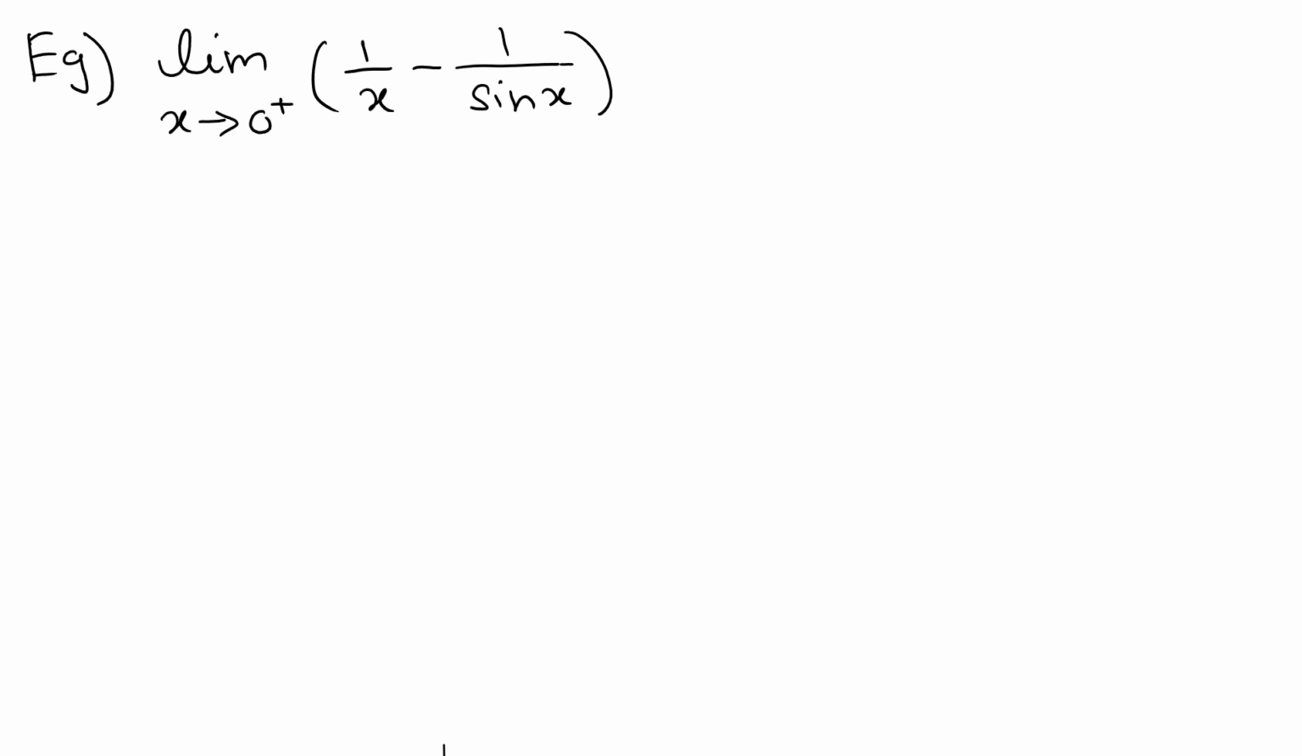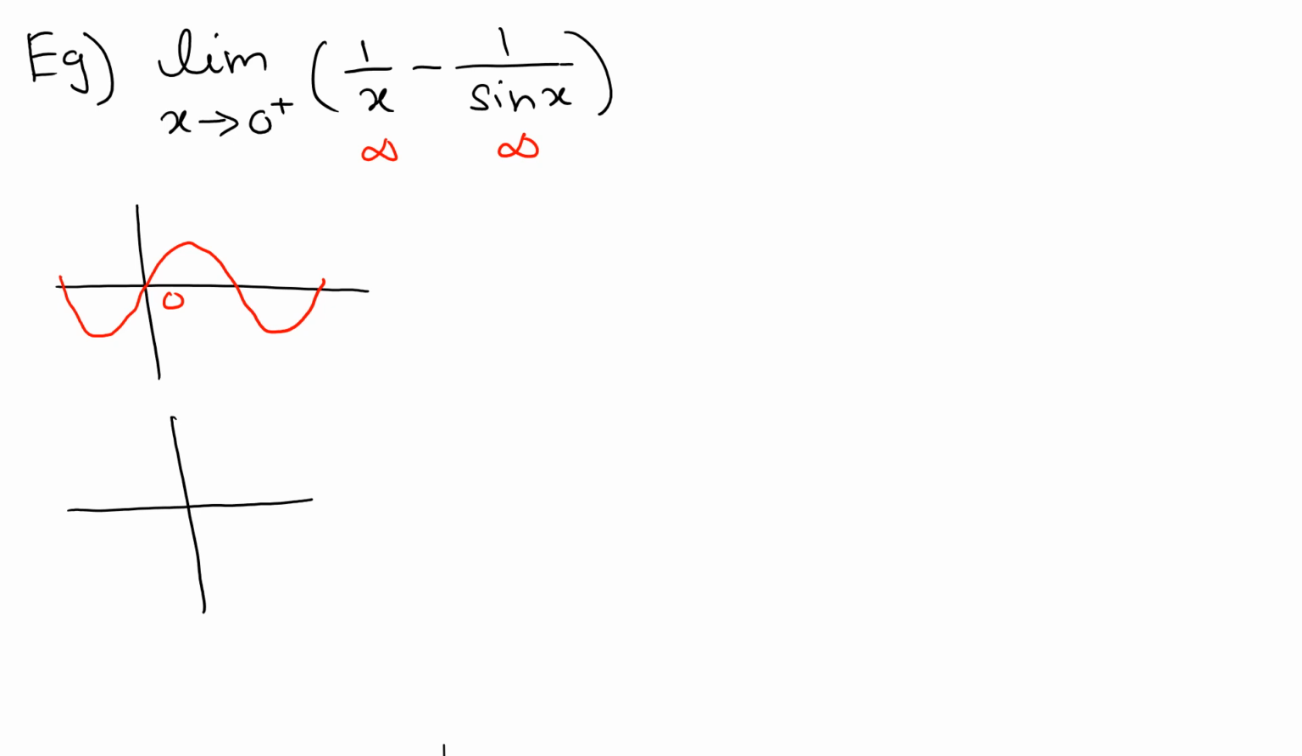Suppose we have the limit as x goes to 0 plus of 1 over x minus 1 over sine x, and we know the graph of sine x, which is like this. It's going to go through 0 and go like that. So that means when x goes to 0, sine goes to 0. That means 1 over sine goes to infinity. So you can see this is an infinity minus infinity problem, because 1 over x also behaves like this. 1 over x has the graph like this. So that means when you go to 0, this part goes to infinity.